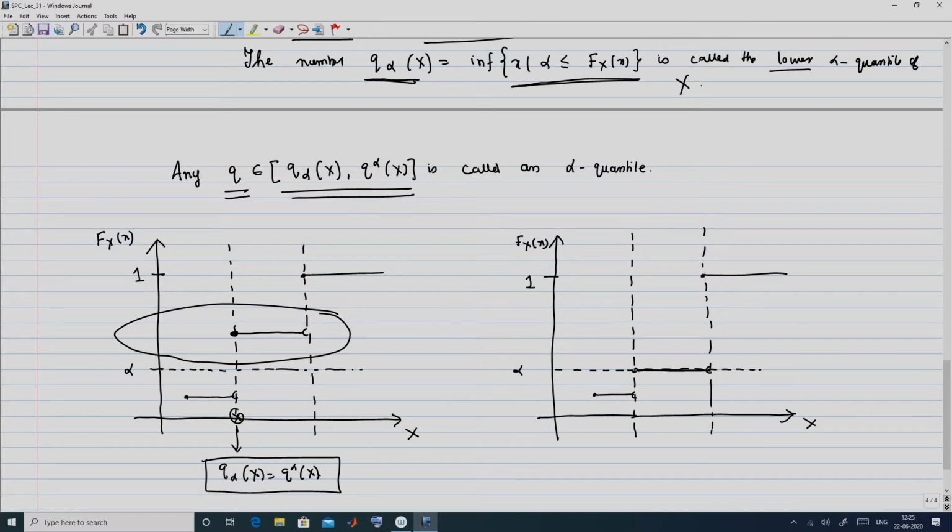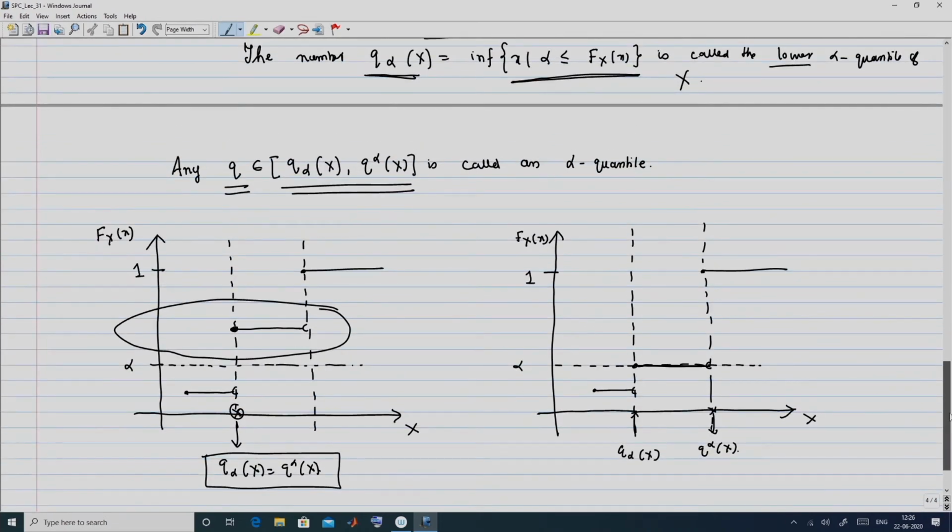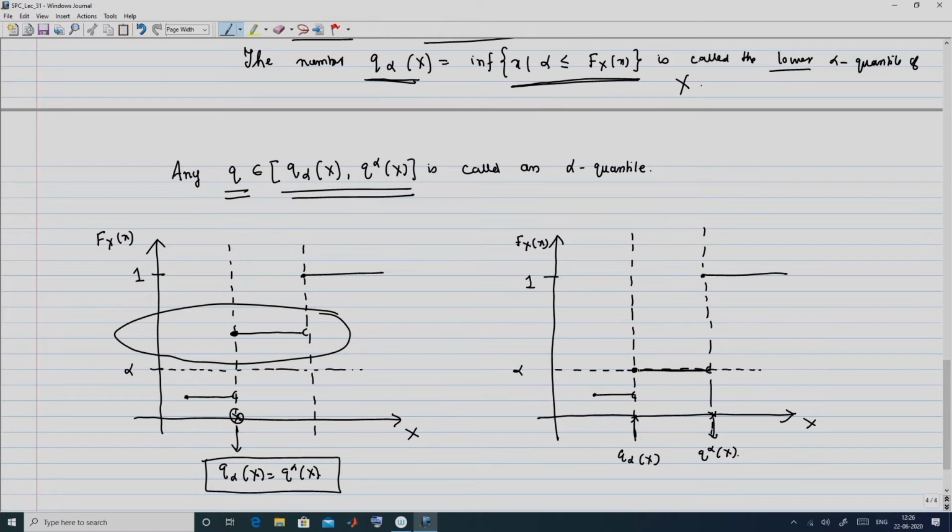However, in the second case, if you observe carefully, we have a distribution whose graph lies in a coincidental manner at alpha. Let us now look at the second case. Here this particular point is going to be the lower quantile and this point is going to be the upper quantile. The reason is the following: for the lower quantile you need alpha less than or equal to F_X(x). On this line alpha is equal to F_X(x). In the previous case, alpha less than or equal to F_X involved this line, but here since alpha coincides with F_X(x), we have to consider this line when looking at the lower quantile, and accordingly the smallest value of x for this part is going to be q alpha of x.